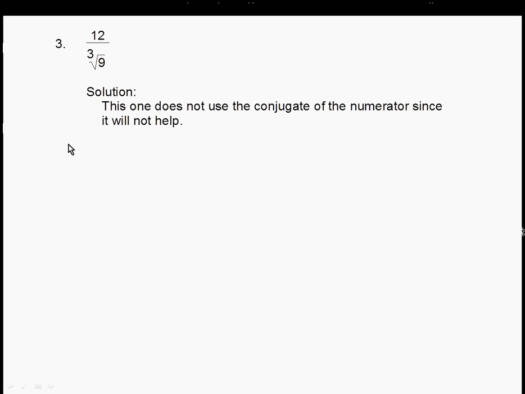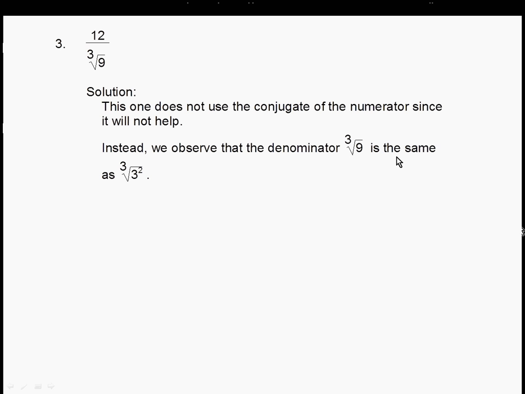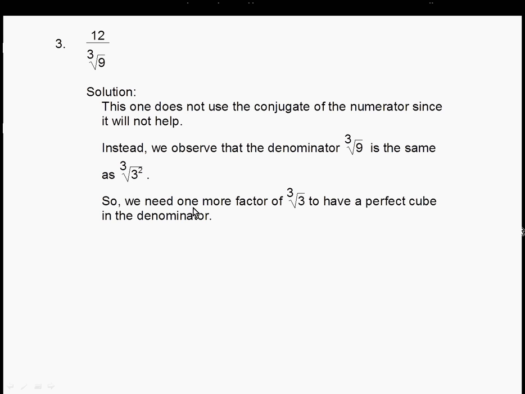Number 3, 12 over the cube root of 9. When you're doing cube roots, or really any root other than a square root, we don't do conjugates. I want to somehow manufacture a perfect cube in the denominator. The cube root of 9 is the same thing as the cube root of 3 squared. I would like to have the cube root of 3 cubed. So I need one more cube root of 3. So I'm going to multiply the top and the bottom by the cube root of 3. If this had been the cube root of 3, I would multiply the top and the bottom by the cube root of 3 squared. Whatever will give me 3 cubed. So multiply the numerator and denominator by the cube root of 3.